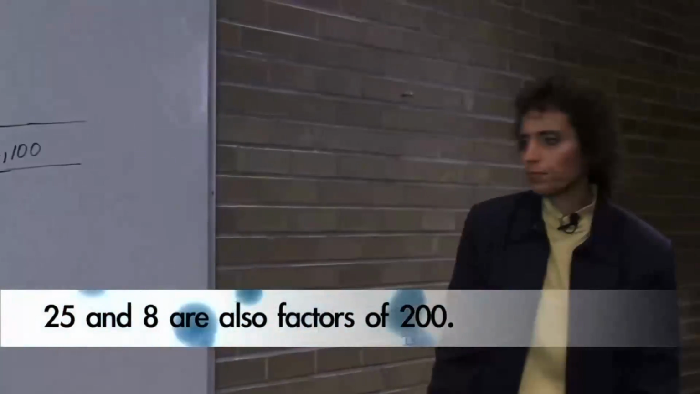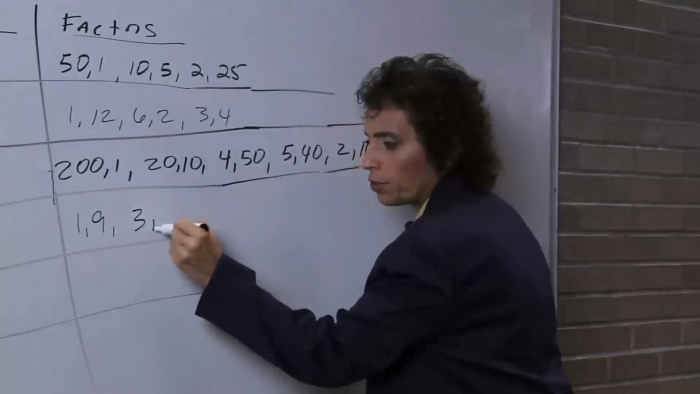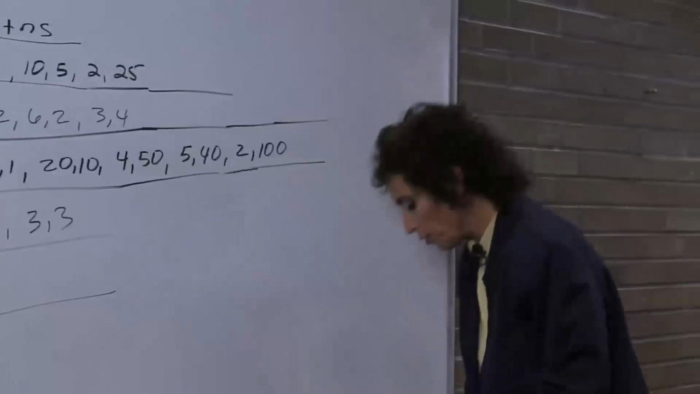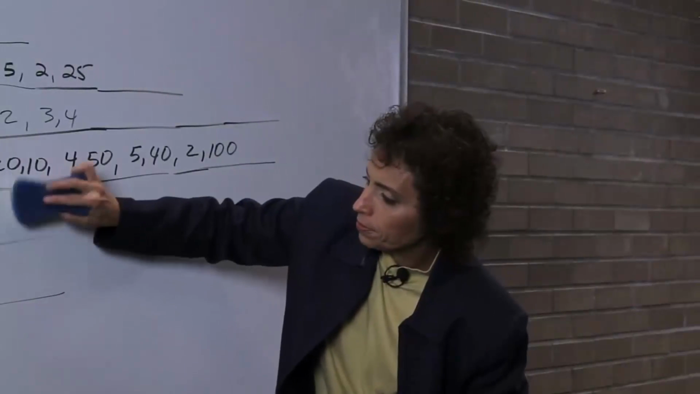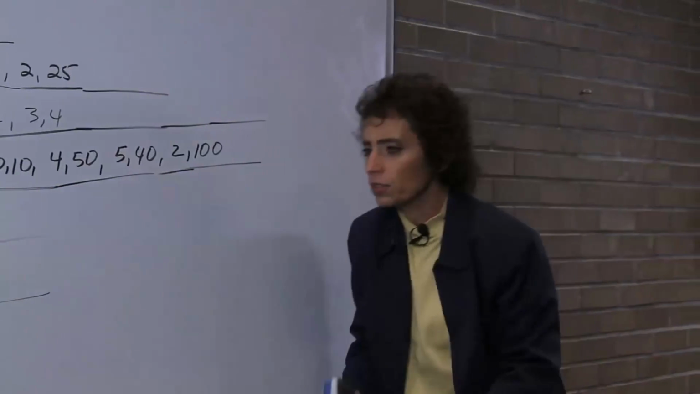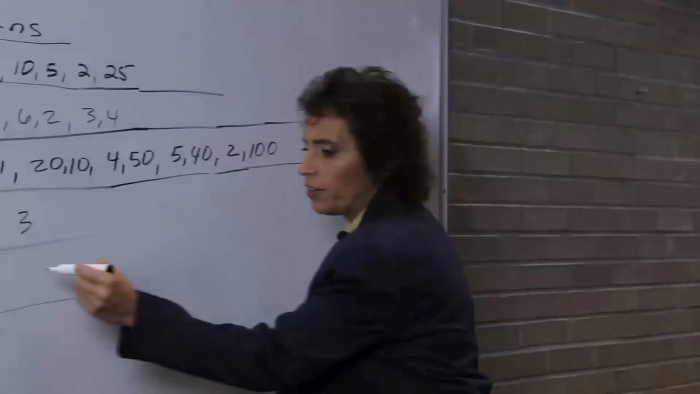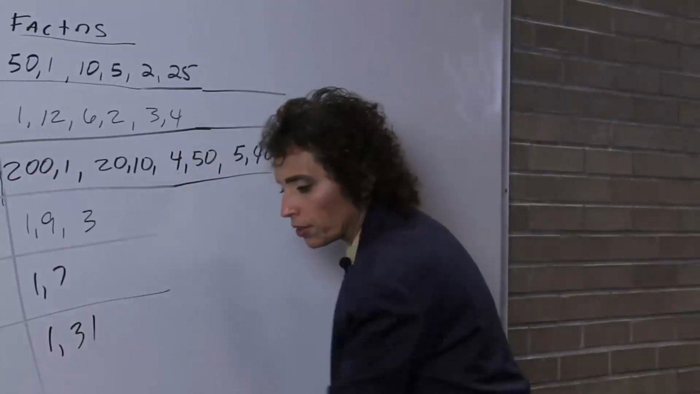Okay, 9. Let's do 1 times 9 because I always start with that. 3 times 3. But you don't write the 3 twice, so you only write it once. Okay, those are the factors. 7: 1 and 7. That's it. 31: 1 and 31. That's it.